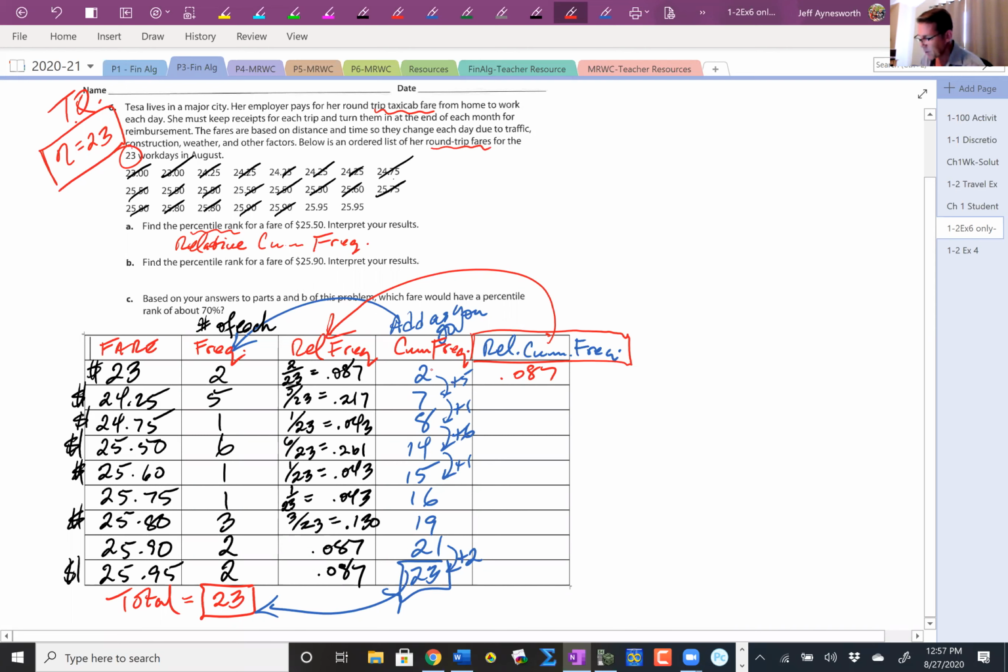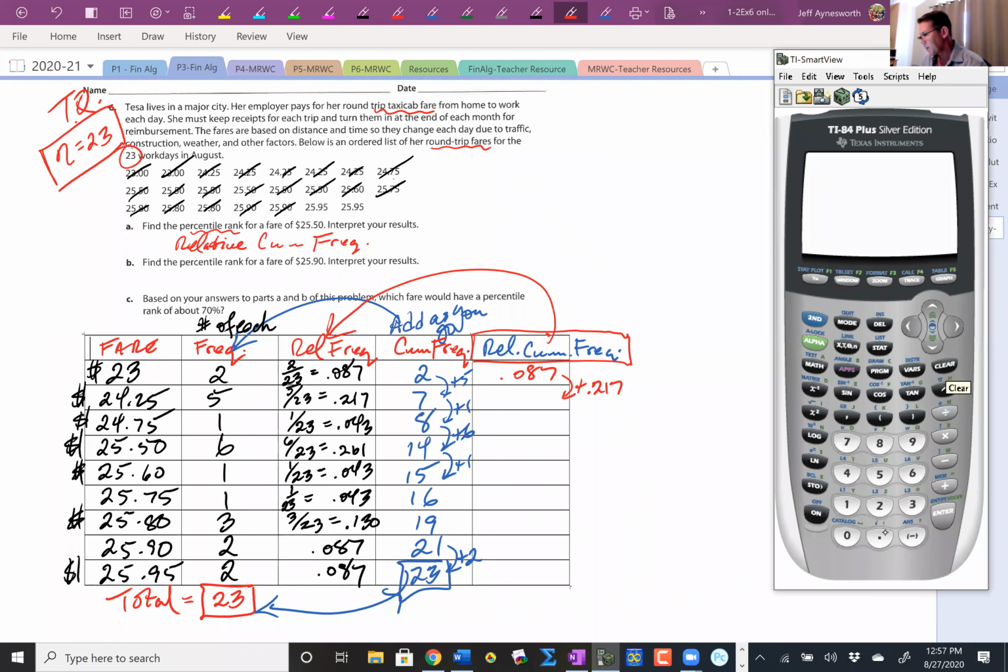And again, just like the cumulative frequency, we add as you go. We do the same thing here, but we add the relative frequencies. So the fifth column here depends on the third column, is what I'm saying. So I have to add the next relative frequency, which is 0.217. So let's go to a calculator here. I'm going to clear it out. Enter in 0.087. You guys should be working with me simultaneously here. And then, because I'm not going to do this, you guys are going to do this for me. And we're going to add the next frequency, which is 0.217.